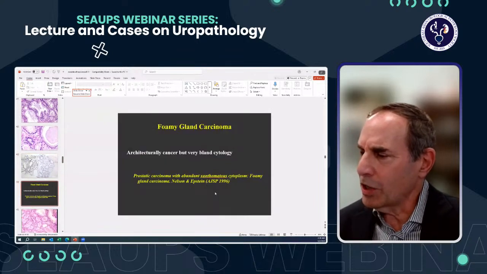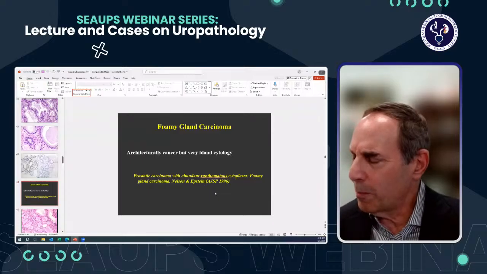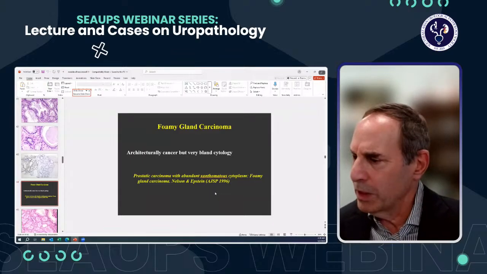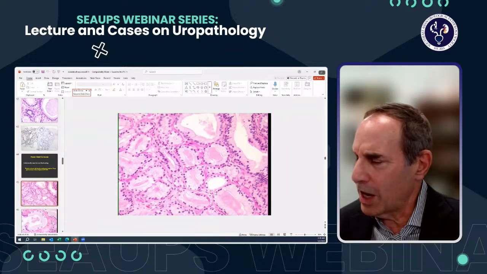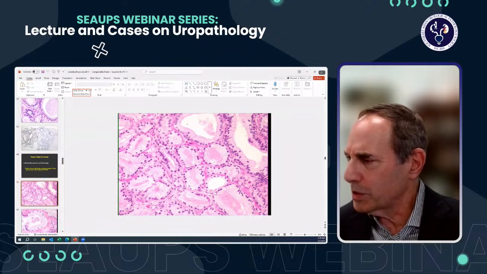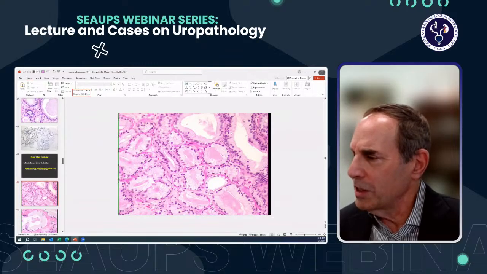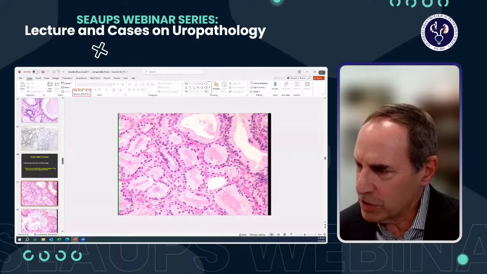Foamy gland cancer architecturally looks like cancer, but the reason why pathologists have a lot of difficulty is very bland cytology. So here we see a crowded focus. They often have these dense pink secretions, which I've talked about. On the right upper is a benign gland in comparison. So cytologically, they look very similar to the crowded glands, but they don't have that dense pink secretion.